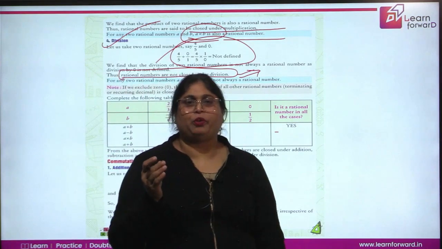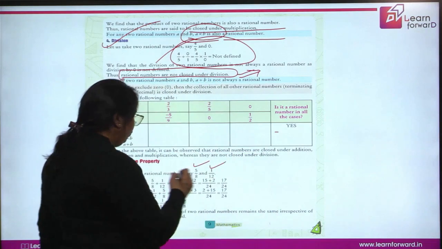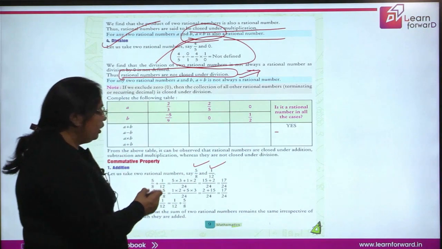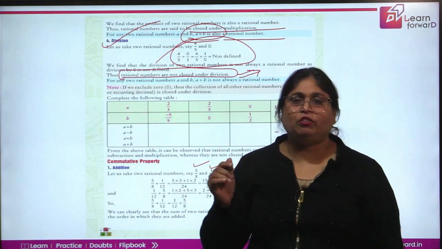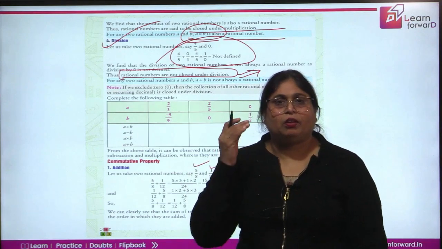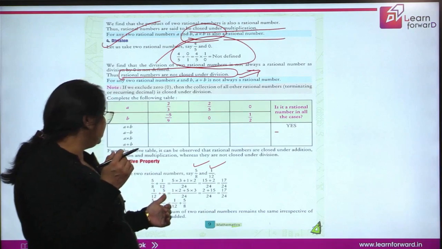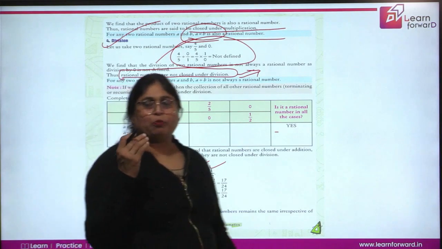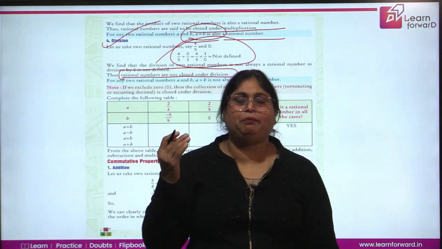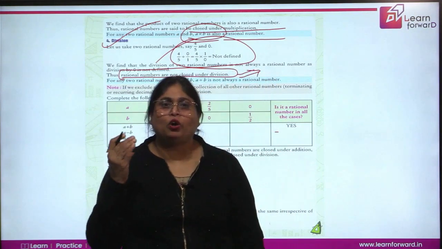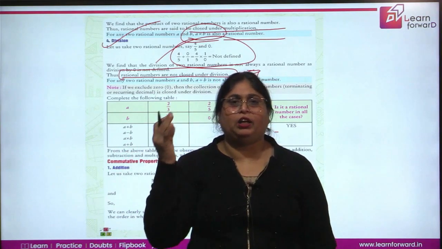For the commutative property of addition of rational numbers, we take 5 upon 8 plus 1 upon 12. For the second case we take 1 upon 12 as the first one and the second one will be 5 upon 8. So we have to find whether A plus B is equal to B plus A. Again I am telling you, the commutative property states if A plus B is equal to B plus A, we have to check it.